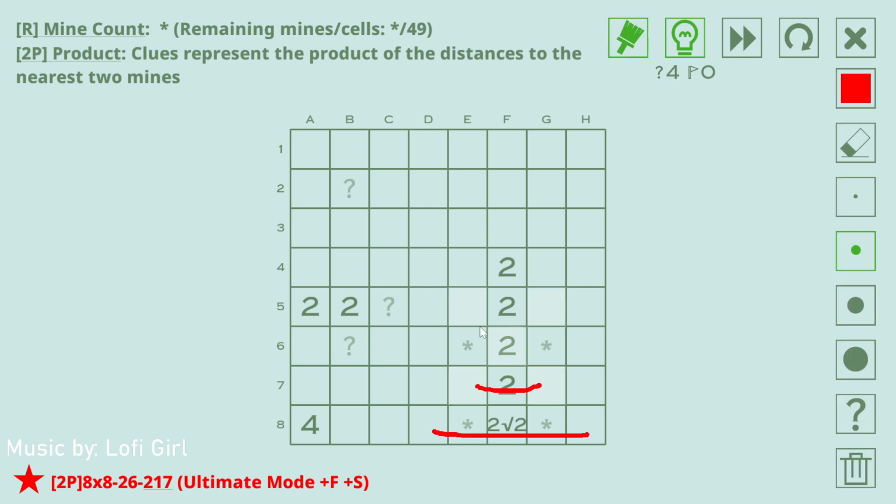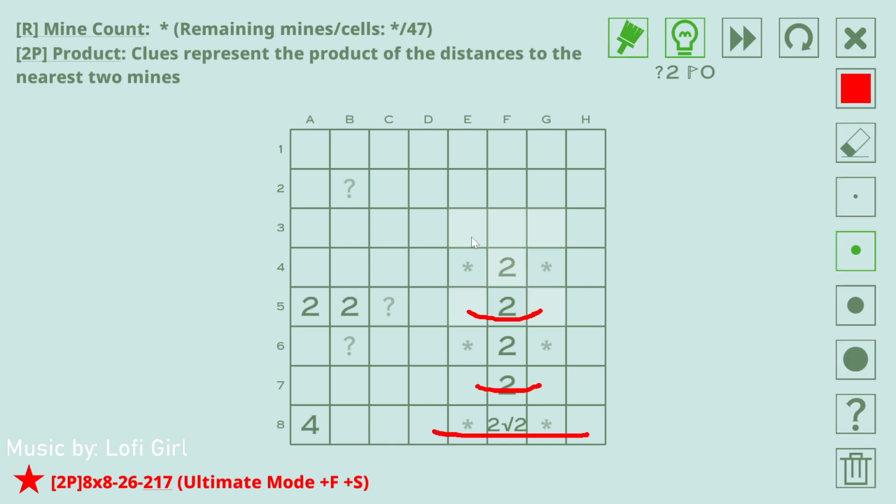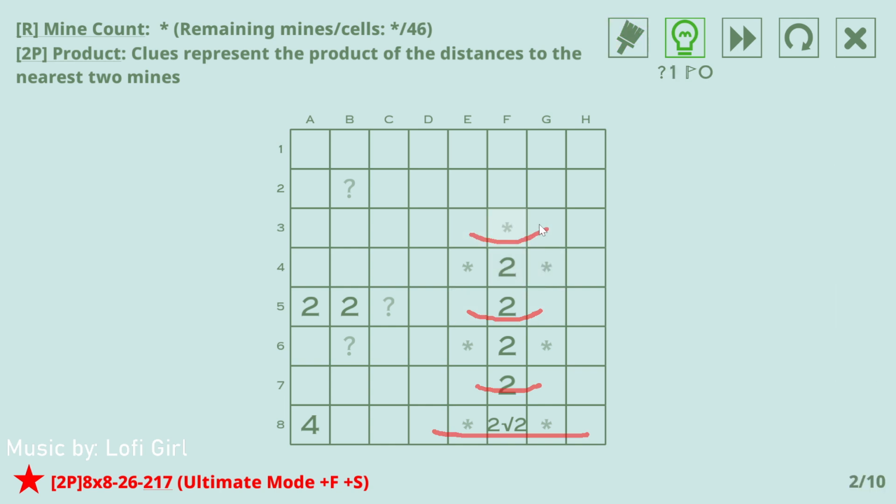This 2 must be a root 2 times root 2, so one of those is a mine, which means this must be a 1 times root 2, which means those are both empty. And now this must be a root 2 times root 2, meaning that's empty. Sweet. You can see this sort of alternating here. This 2 now can't be a root 2 times root 2, so that's empty. There you go. 1 is trivial.